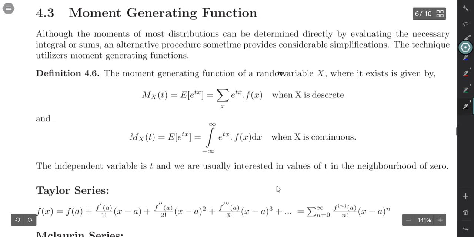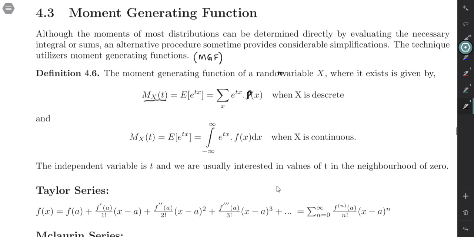The moment generating function, or the notation MGF, for a random variable X, when it exists, is given by the notation M_X(t), which is the expected value of e to the power tX. When X is discrete, this can be calculated as the sum of e to the tx times the PMF. This is the usual definition of the expectation. The summation has to be taken over all possible values of x.